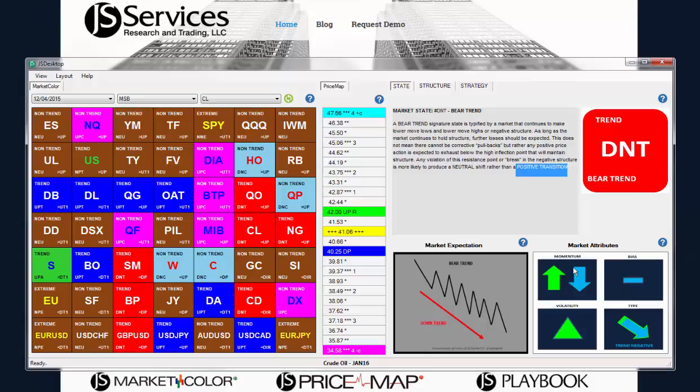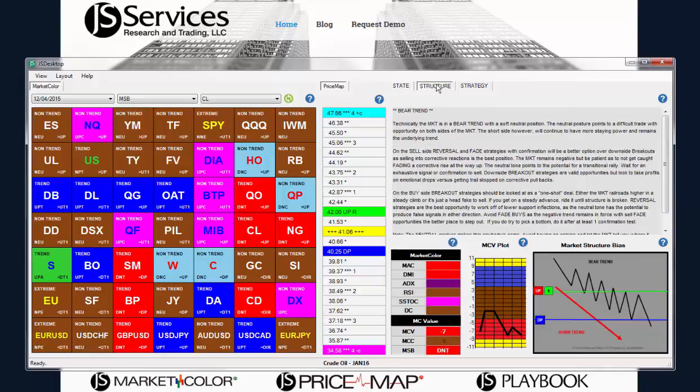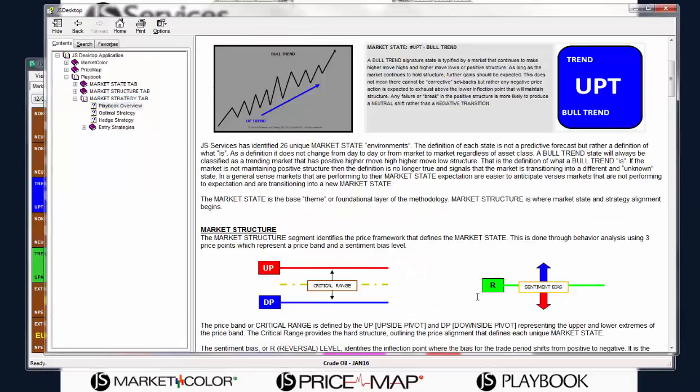And again, those are just the attributes of any market that's in a bear trend. That's the base, that's the foundation. Next thing we want to look at is what the structure of that market state is. And we define the structure of a market with 3 price points. So we have a sentiment bias. We call it our R level, over-under number.